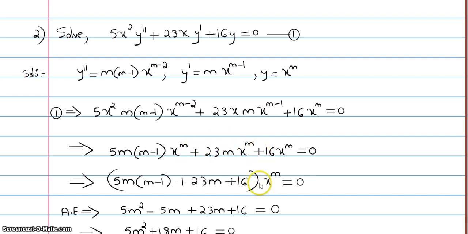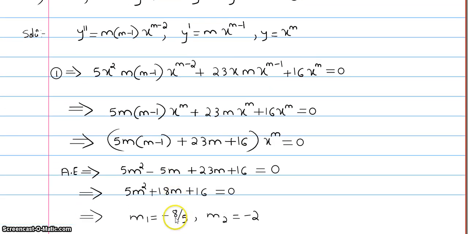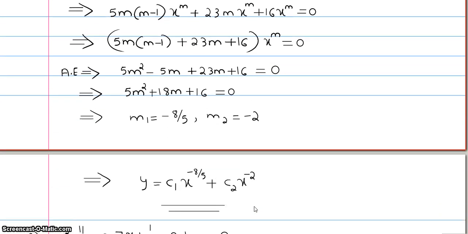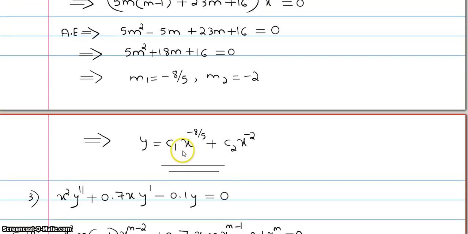Taking it outside, we get an auxiliary equation like this: 5m squared plus 18m plus 16 equal to 0. So the roots are m1 equal to minus 8 by 5 and m2 equal to minus 2. Here the roots are real and different. So the general solution will be y equal to c1 x raised to m1, replacing m1 with minus 8 by 5, plus c2 x raised to m2, where m2 is minus 2. This is the general solution of the given Euler-Cauchy equation.